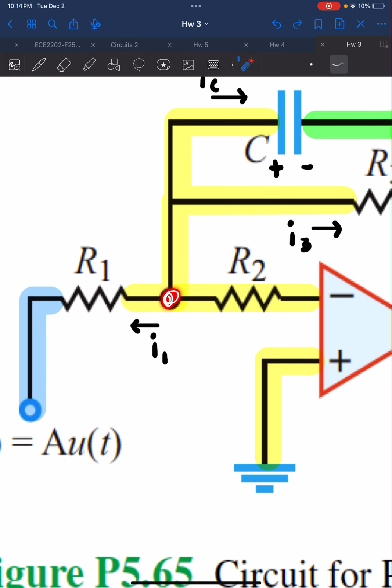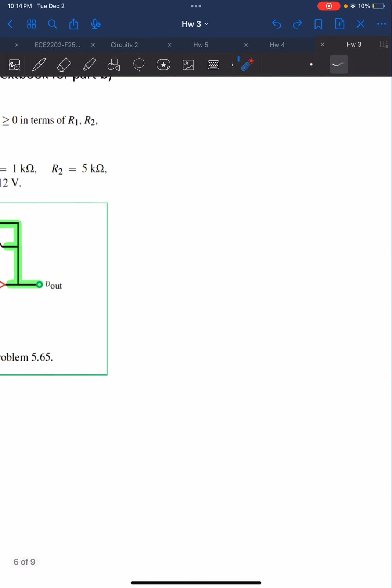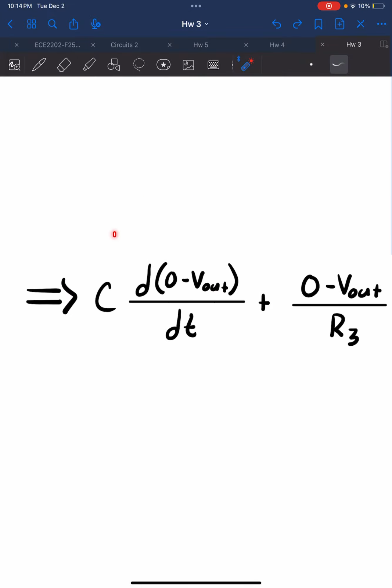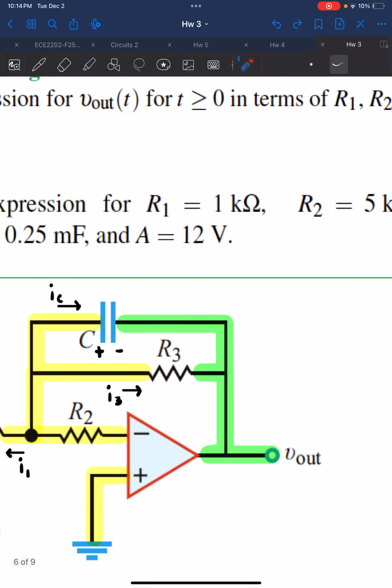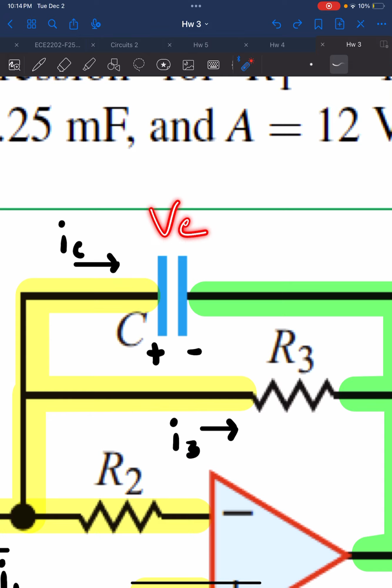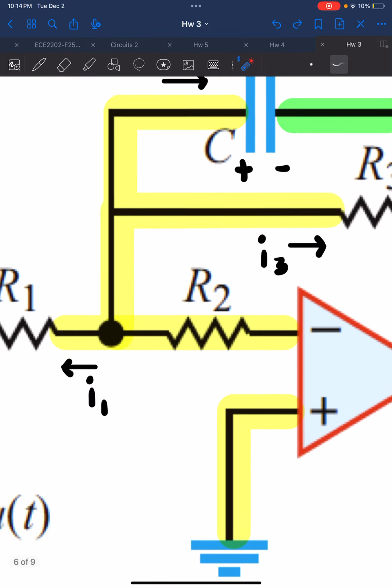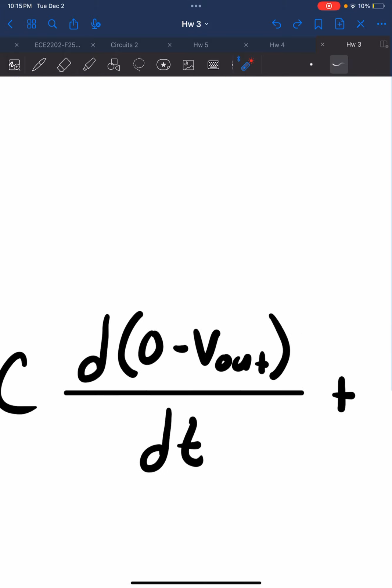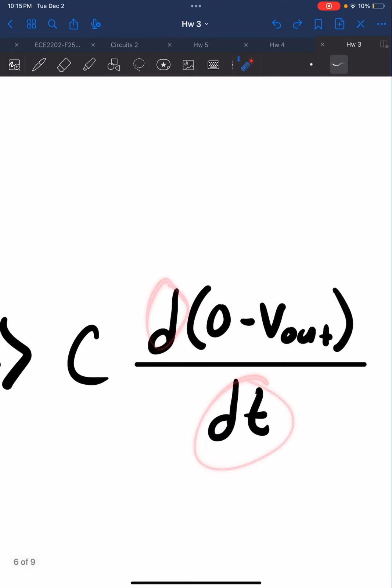So after doing a KCL at this node, I'm going to go ahead and write the equations over here. So this right here is IC. So IC, the current across the capacitor, is equal to its capacitance times dV/dt, where V is equal to the voltage across the capacitor, right? So if we look at our capacitor, the positive node is at 0 volts, and then our negative node is at V out. So that's why we have this 0 minus V out right here. And then we have the derivative operator, d over dt.